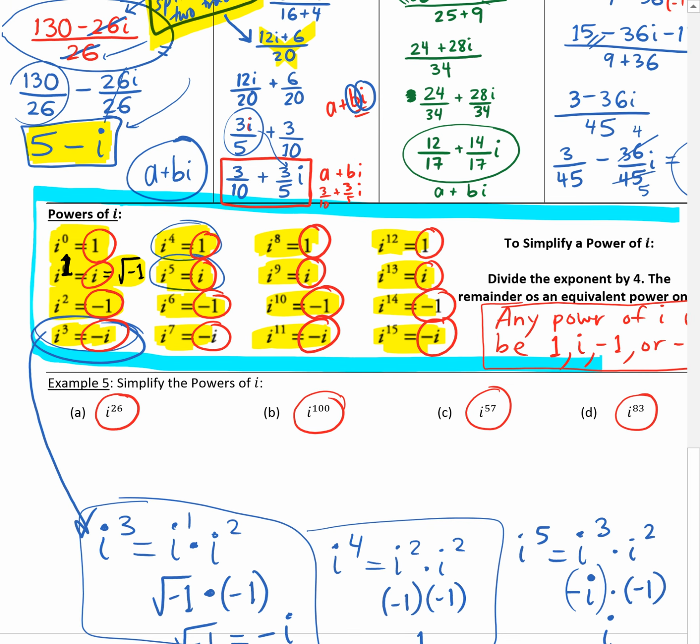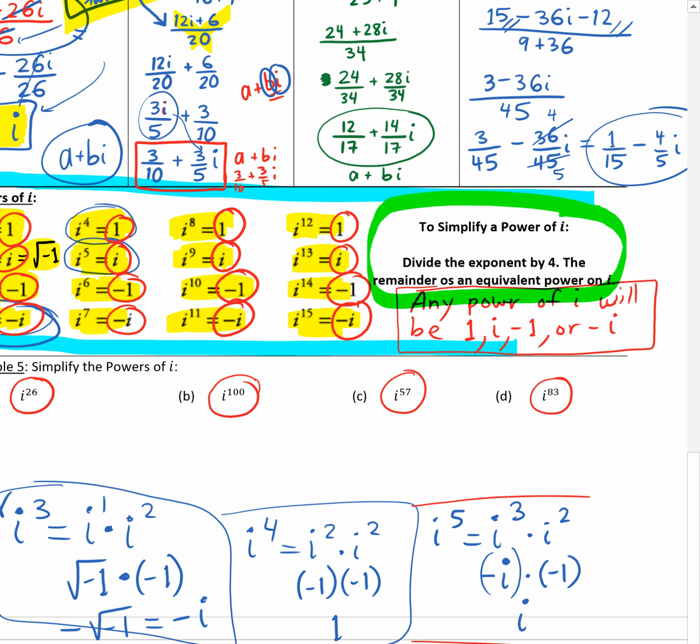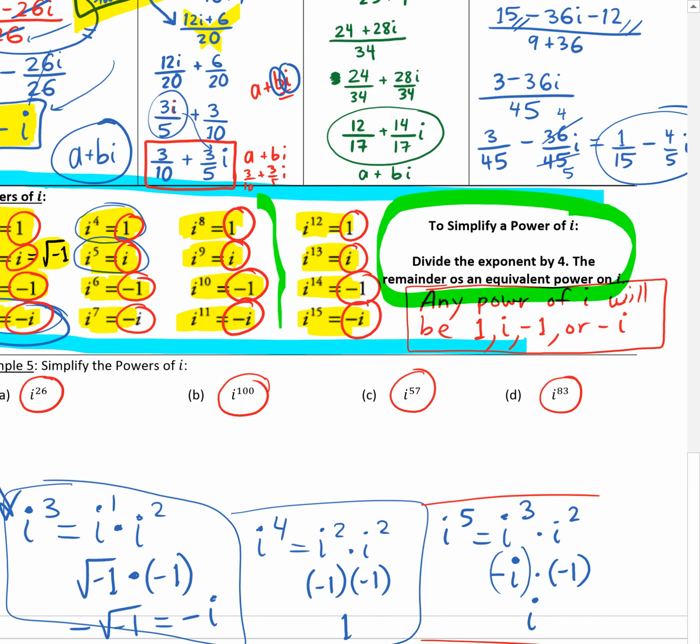You can tell that it goes through a cycle of 4 values. i to the 0 is 1, i to the 1 is i, and so on. So all we have to do is figure out where in this cycle it lands. We have a way to figure it out over here. To simplify a power of i, you divide the exponent by 4, and that's because that's the length of the cycle. There are 4 different values it could take on. The remainder is an equivalent power on i.